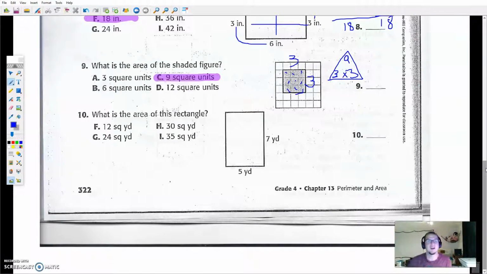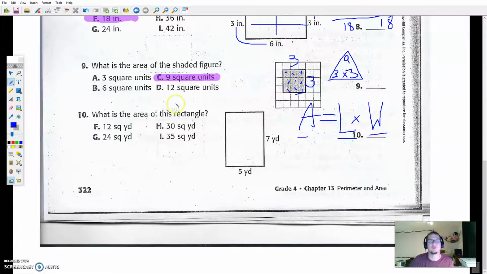5 and 7. And I want to know the area. Okay, area equals what? Say it for me. Come on. Length times width. Okay. Area equals length times width. Say it with me. I'll say it with you. Okay, you ready? Area equals length times width. One more time. Area equals length times width. Okay, now just you.